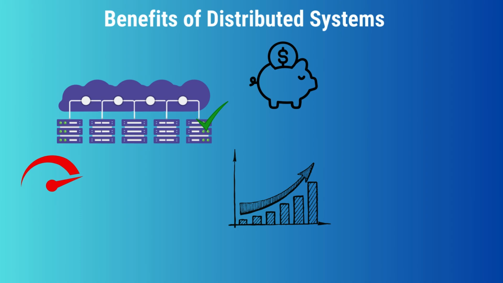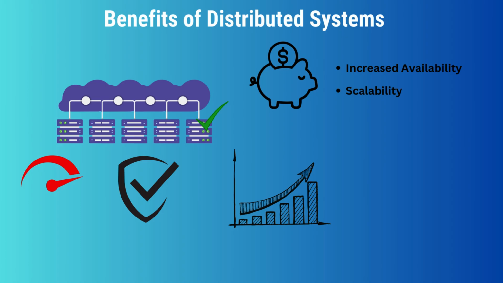Lastly, we have fault tolerance. As we mentioned before, distributed systems are designed to withstand failures. By having multiple nodes, the system can continue functioning even if some components fail, which is vital for maintaining user trust and reliability. In summary, the benefits of distributed systems are clear: increased availability, improved performance, scalability, cost efficiency, and fault tolerance. Understanding these benefits helps us appreciate why organizations are moving towards distributed architectures for their applications.